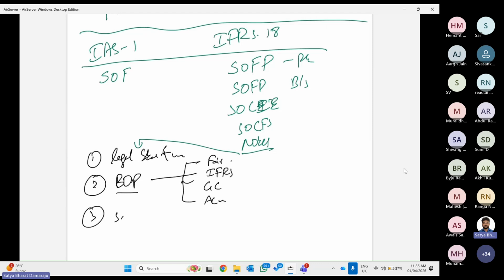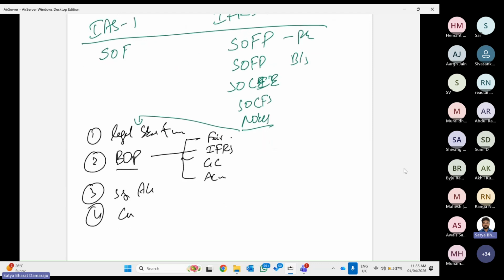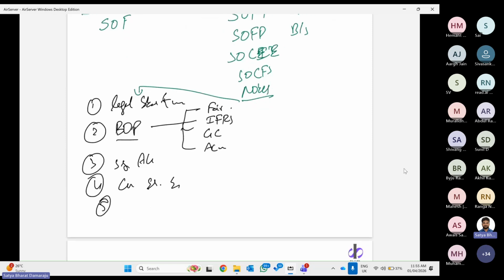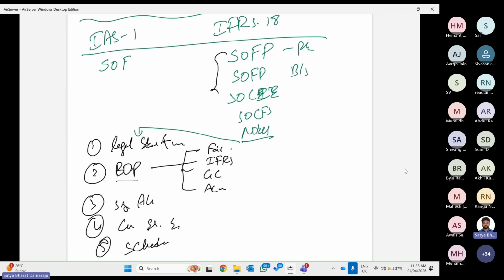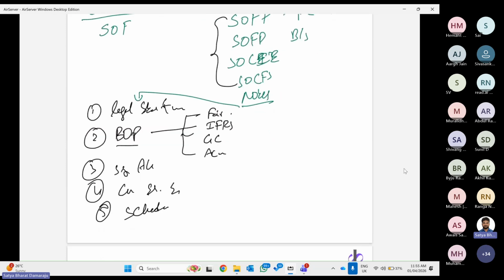Then we'll be moving into the significant accounting policies. Then we'll be mentioning the critical estimates and judgments made by the company. And 5, detailed schedule of each, which was aggregated and shown. Generally we do this in the financial statements, so not every expense component will be presented. Those we will disaggregate and present in the schedules.